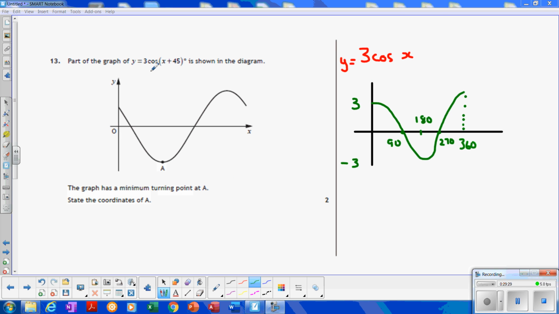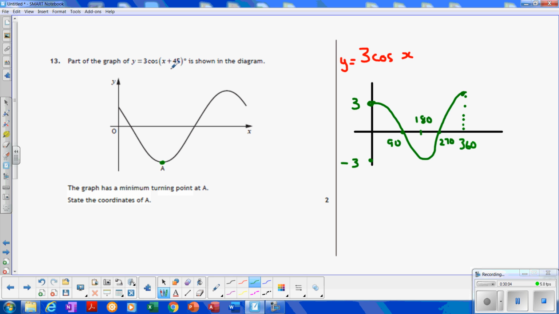Part of the graph y is equal to 3 cos (x plus 45 degrees) is shown in the diagram, and we've got to work out the coordinates of point A. Right, now I'm going to look at y is equal to 3 cos x, so just y equals 3 cos x without this 45 degrees in the bracket. Now that graph goes up, it's got a maximum value of 3 and it's got a minimum value down at minus 3. And it starts at 0, 3, it goes down to a minimum at 180, minus 3, and it goes back up to 360, 3.